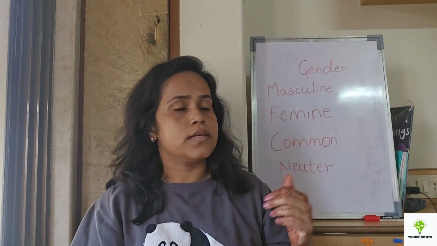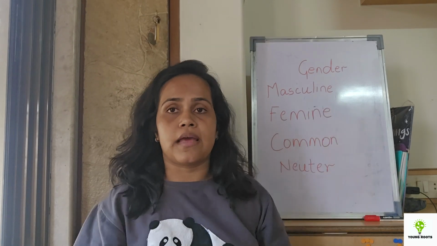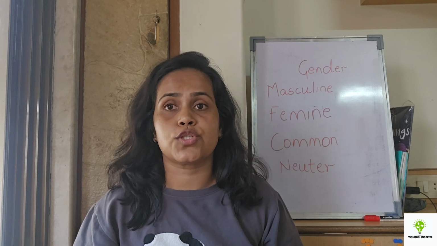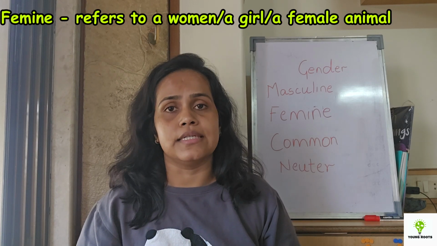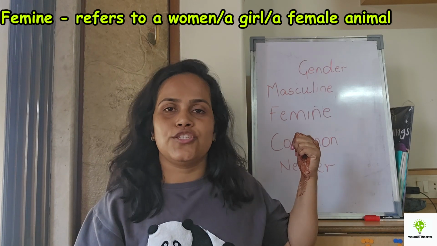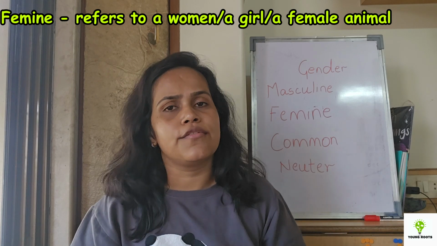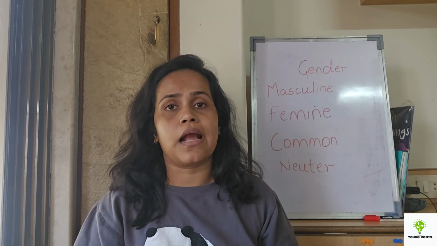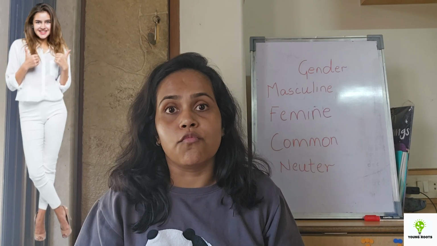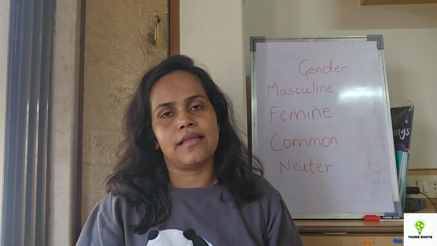The second one is the feminine. As the name suggests, any word which refers to a woman or a girl comes under the feminine gender, or a female animal. For example, cow, hen, woman, mother, that all comes under feminine.